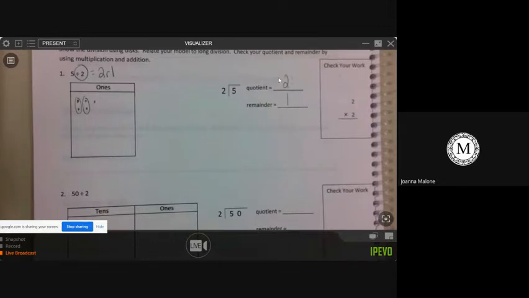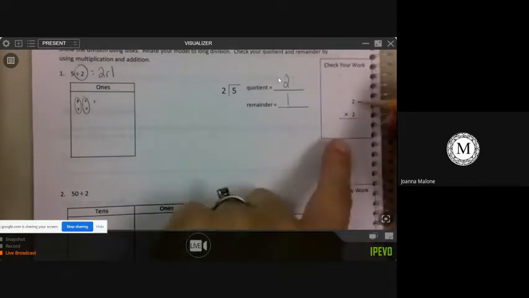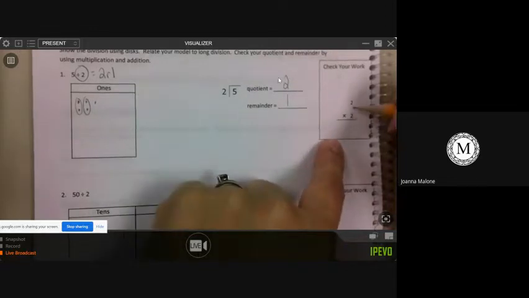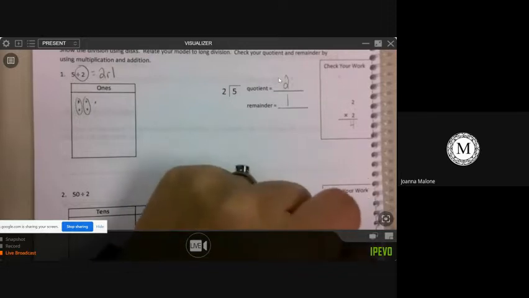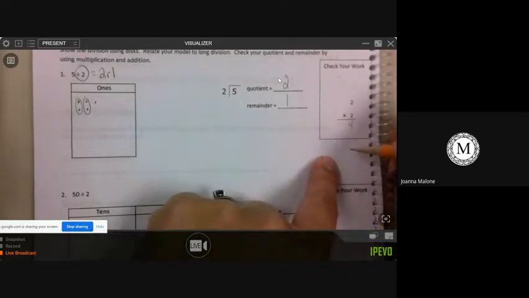And then do you remember what you do with your check? What do you do, Garrett? You multiply your quotient and your divisor, which they wrote for us, right? 2 times 2 is 4. And then what do we do? Mason? Plus the remainder of 1. And I get 5, right?